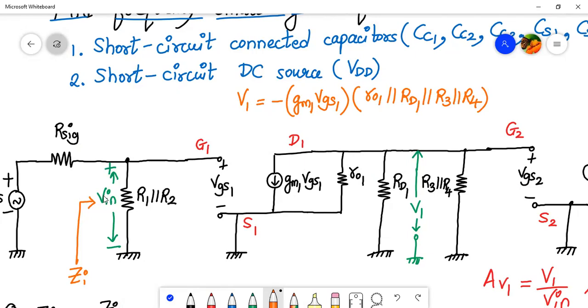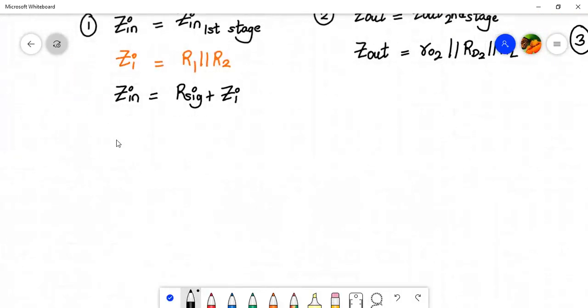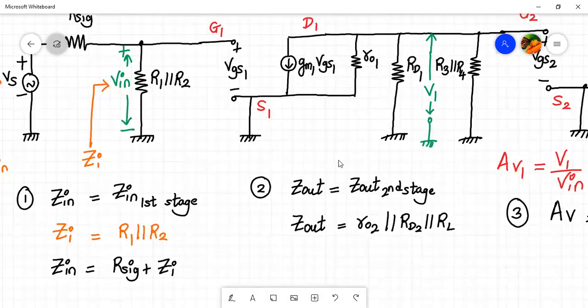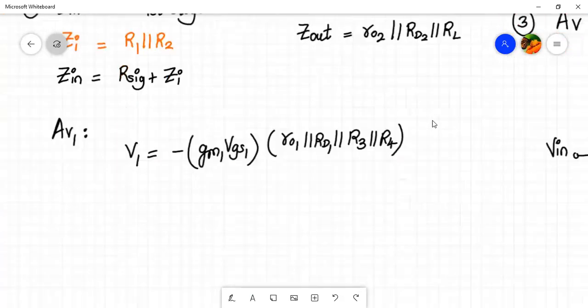VGS1, isn't it parallel to V in? Yes, they are in parallel. So we'll go down and we'll rewrite these things. So we are calculating AV1, and we have written an expression that V1 is equal to minus GM1 into VGS1. This was the current, right? Into RO1 parallel to RD1 parallel to R3 parallel to R4. We have just written this expression, marked in orange color. That's it. Nothing great. Okay.